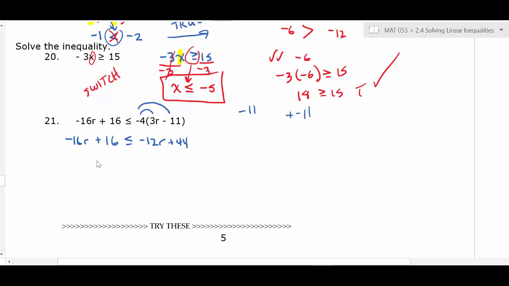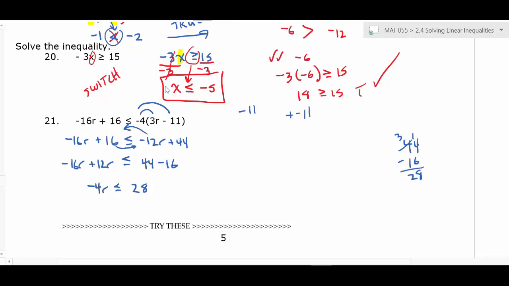Now we're going to rearrange. I'm going to bring the less than or equal to down. I'm going to leave this where it is. I'm going to move this, so that now becomes plus 12r. I'm going to leave the numbers on the right side, so I'm going to move the 16, and it becomes minus 16. Collect the like terms. This is negative 4r. If you take 44 and subtract 16, you get 28.